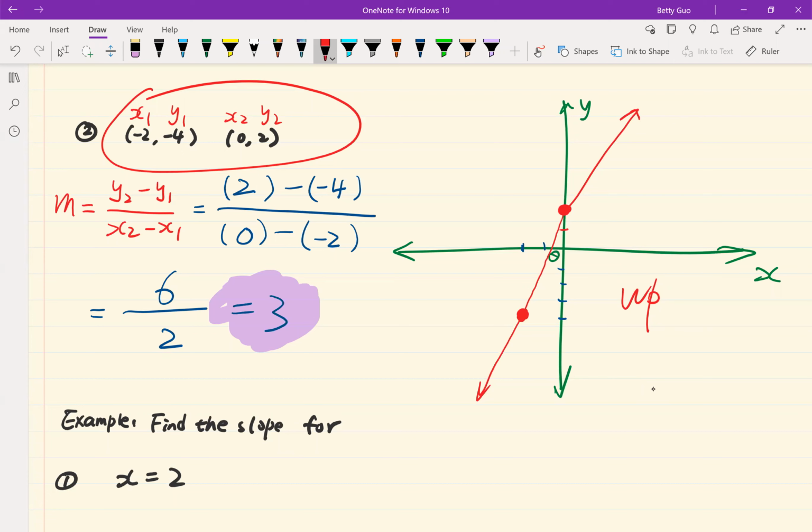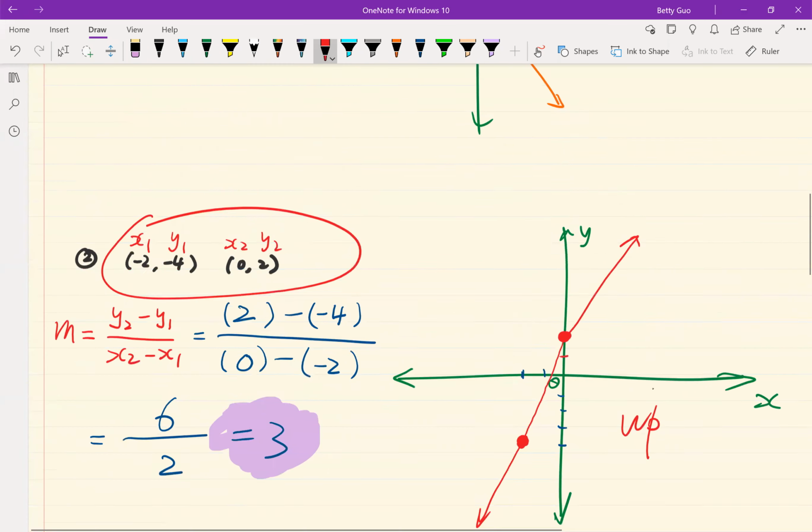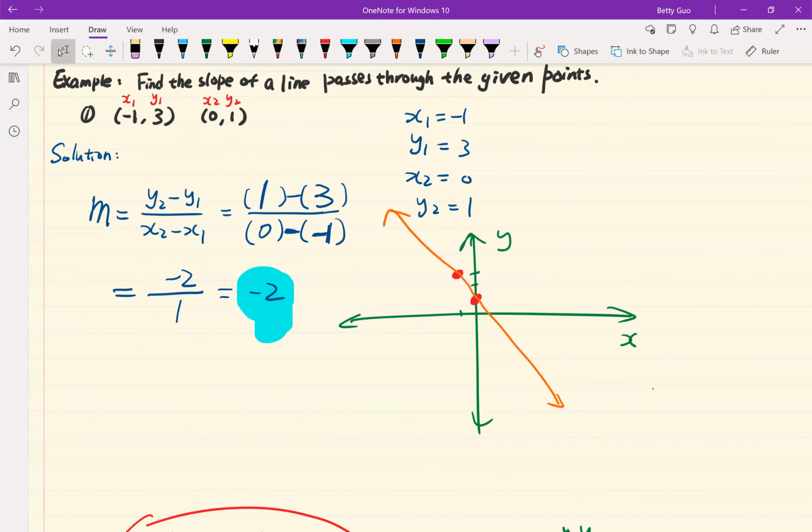For a straight line, if the slope is positive, then the line goes up. Vice versa, if we have a straight line going up, then the slope of the line is positive. Let's go back to the first conclusion, the example we had yesterday. Slope is negative, right? The line goes down, right? Vice versa. If the line goes down, then slope is negative.